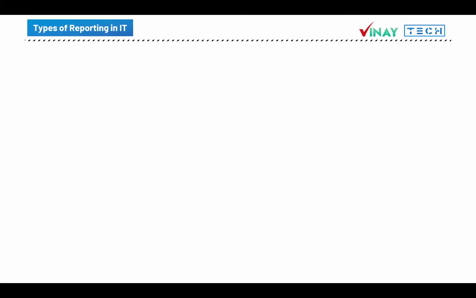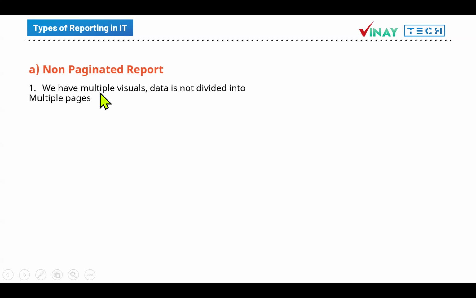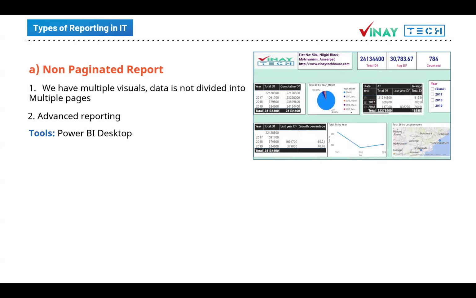Right. First, I want to tell you the types of reporting in the IT industry. The non-paginated report is the first type of report. In this report, multiple visuals are available, and data is not divided into multiple pages. It is very advanced reporting, and Power BI Desktop does that operation. Look at this. This is a non-paginated report, data not divided into pages. If you select 2017 data, 2018 data, and click on it, it responds in all the areas. This is non-paginated.